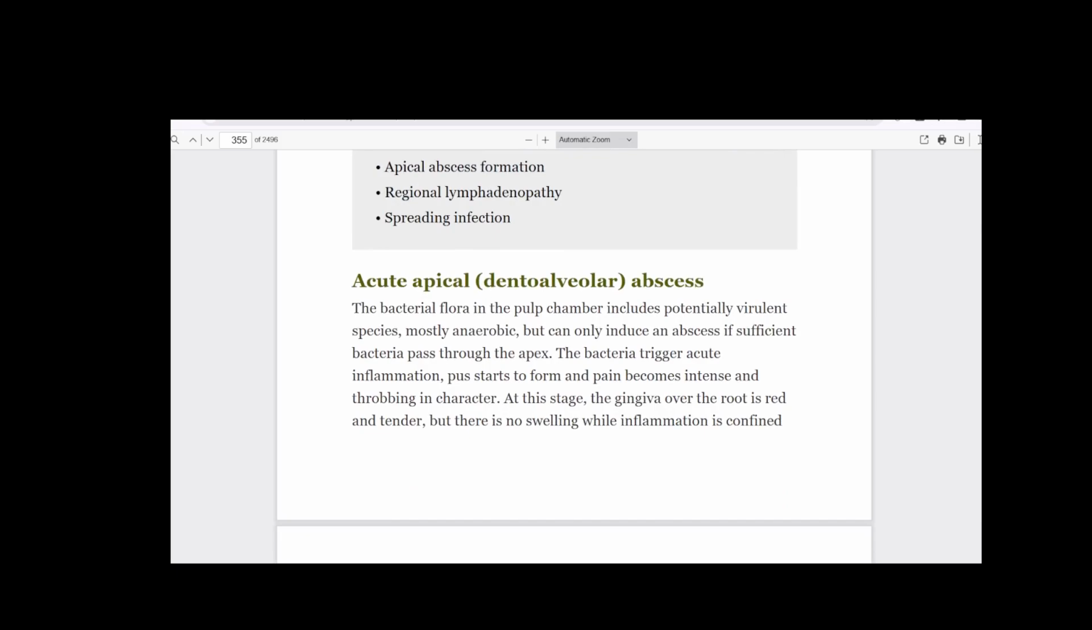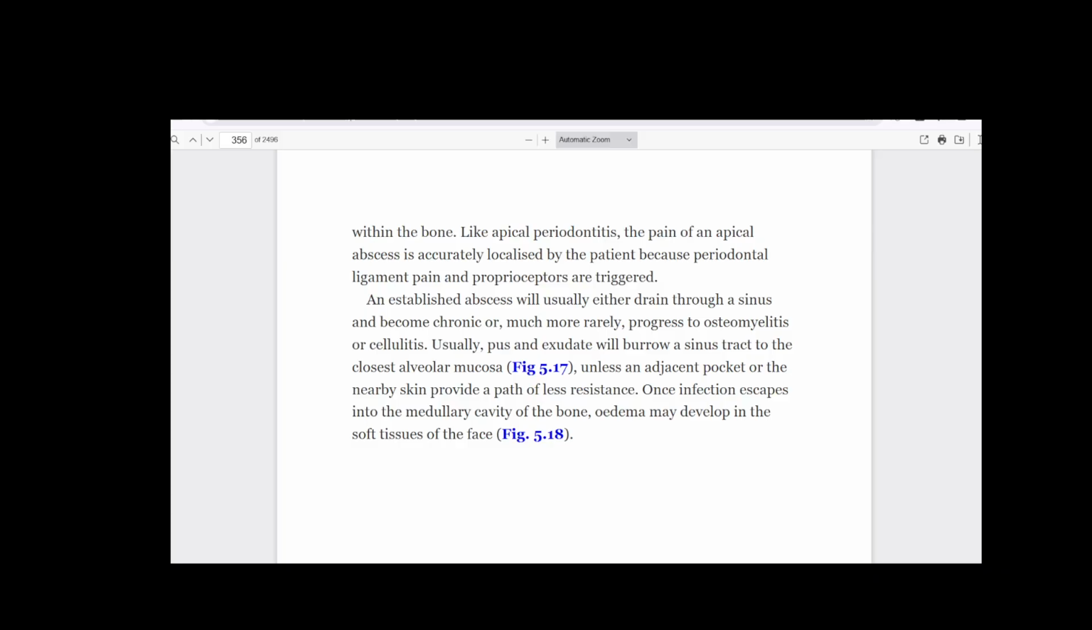The bacterial flora in the pulp chamber includes potentially virulent species, mostly anaerobic, but can only induce an abscess if sufficient bacteria pass through the apex. The bacteria trigger acute inflammation, pus starts to form and pain becomes intense and throbbing in character. At this stage, the gingiva over the root is red and tender, but there is no swelling while inflammation is confined within the bone. Like apical periodontitis, the pain of an apical abscess is accurately localized by the patient because periodontal ligament pain and proprioceptors are triggered.